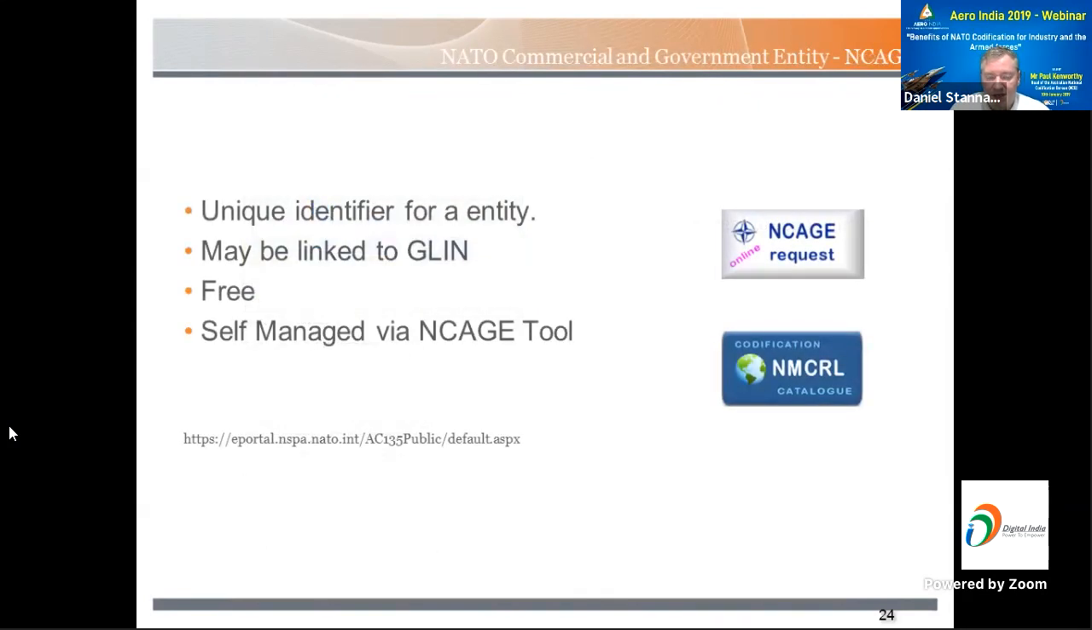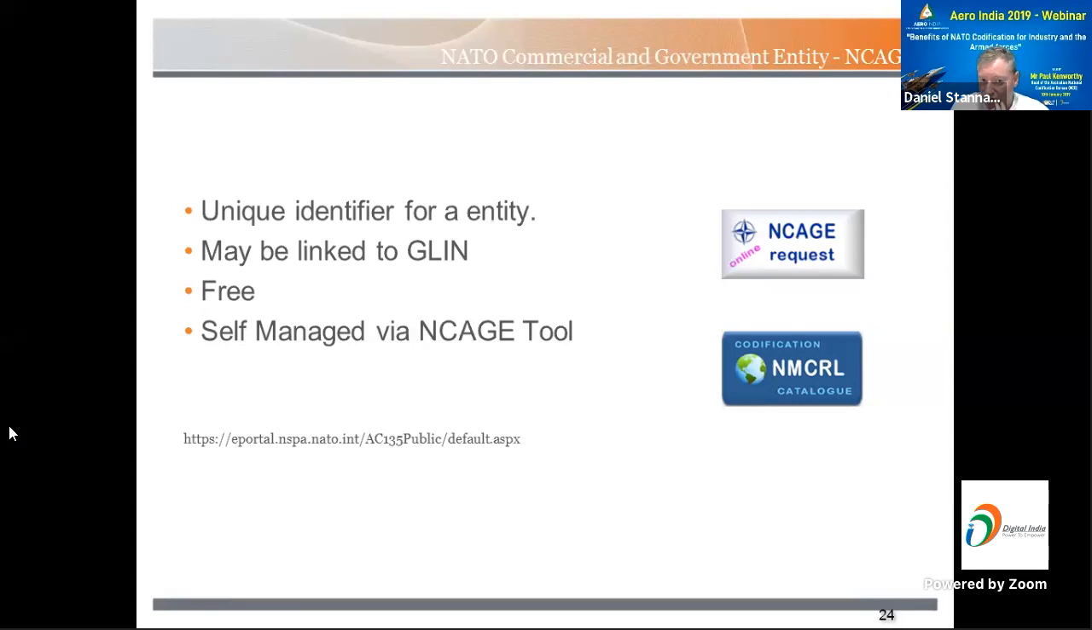The NMCRL contains all the information about NSNs. And NSNs have reference numbers and cage codes. And the NATO Commercial and Government Entity, or NCAGE, is the code that we use to identify suppliers and manufacturers. Paul mentioned it a little bit earlier through the presentation. It's a unique identifier for an entity, whether it be a supplier or a manufacturer or a government agency.